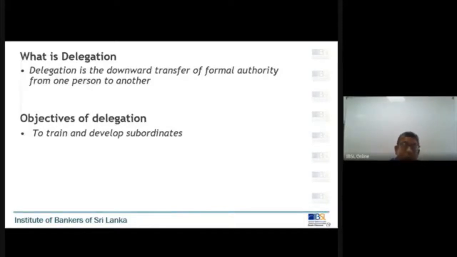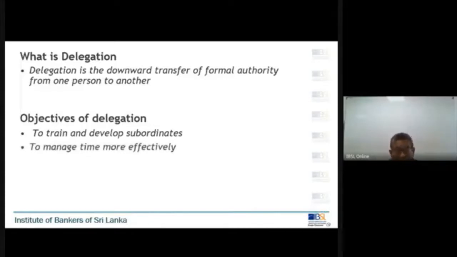So you train and develop your subordinates through delegation. For example, while the manager is on leave, the assistant manager is delegated to work as the manager because of his 7-day annual leave or whatever. Or maybe he is going for corona or something.